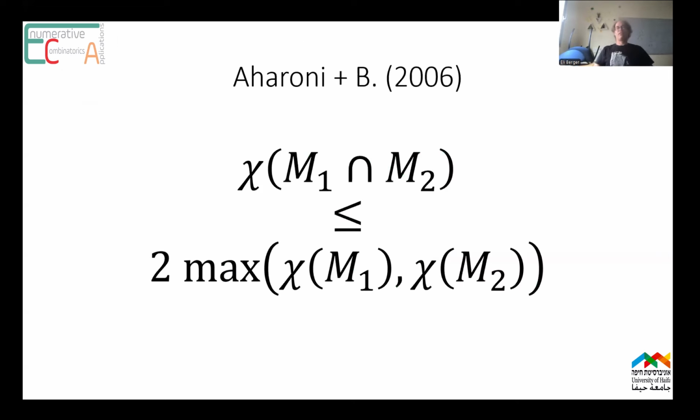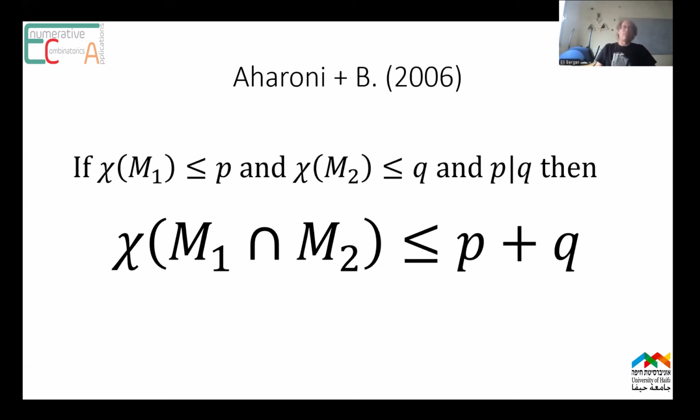Here's something we can say. This is from a paper from 2006 of Aharoni and me, that the chromatic number is at most twice the maximum. So, okay, twice the best we could hope for. And the question is, maybe we can improve it. But what if one of the chromatic numbers, say chi of M1, is strictly more than chi of M2? Can we say something better? And the answer is yes.